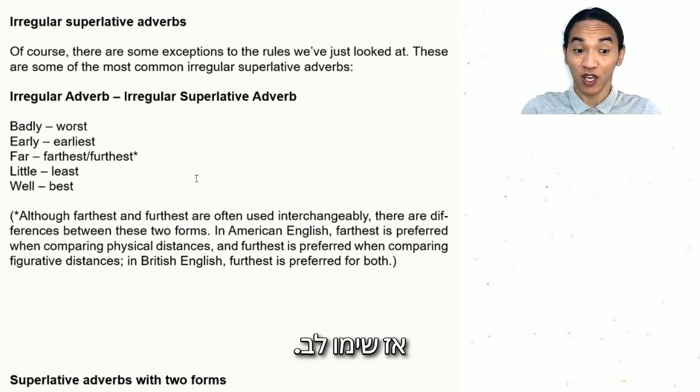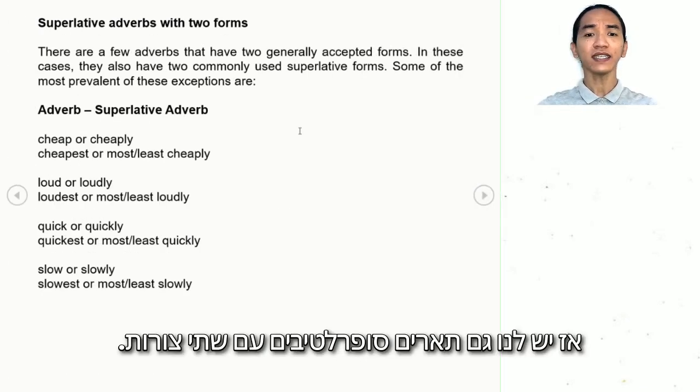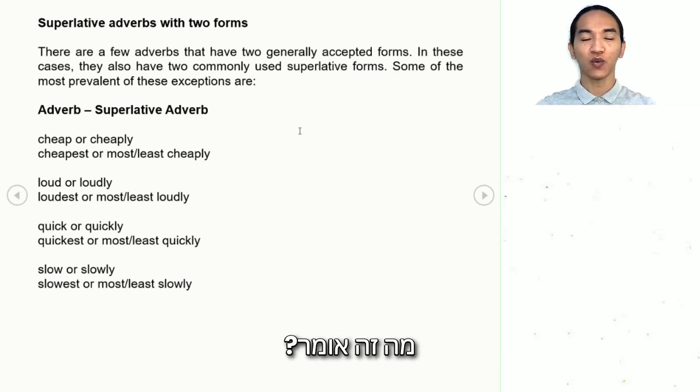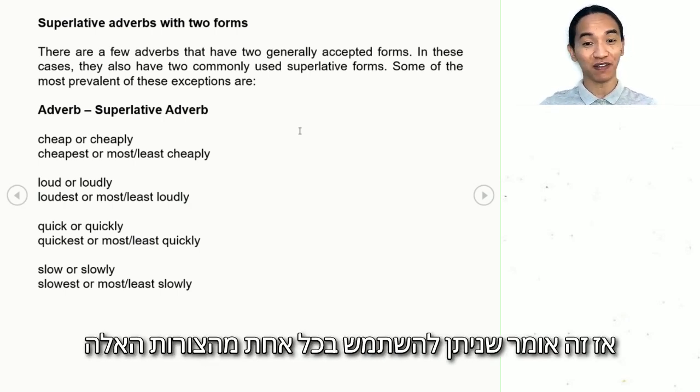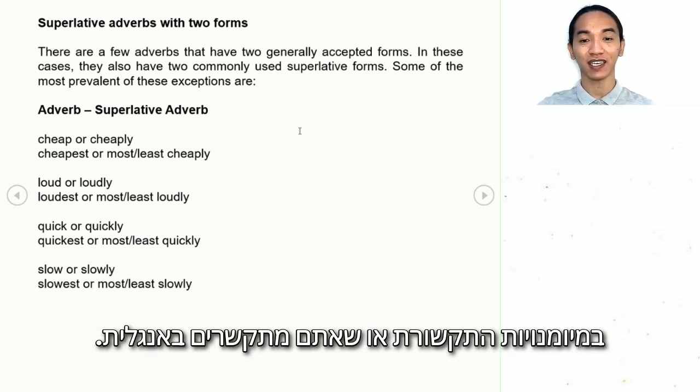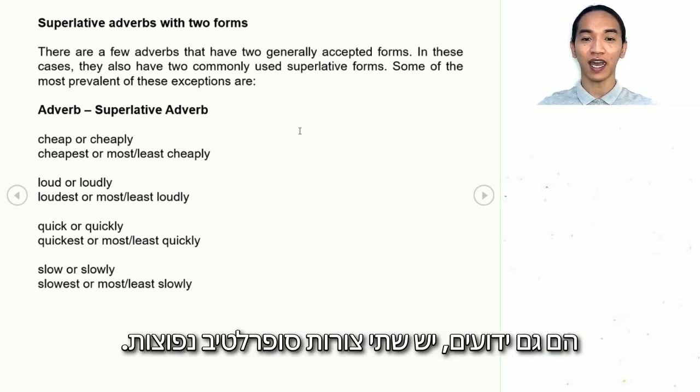Okay? So take note. So we also have superlative adverbs with two forms. What does that mean? There are a few adverbs that have two generally accepted forms. So it means either of these forms can be used when you are communicating in English. They're also known as having two commonly used superlative forms.